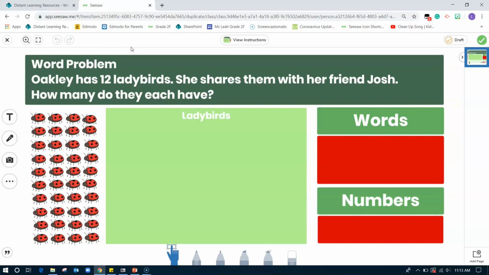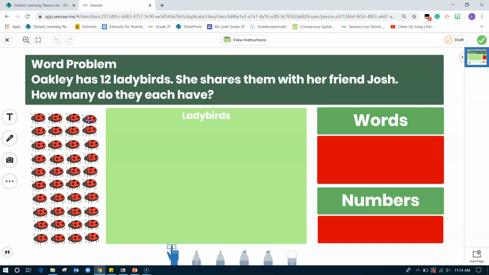The second thing we need to do is find out what fraction they are asking me to show. It says she shares them with her friend Josh. So that's Oakley and Josh. That's two groups. If I'm making two equal groups and I'm representing a fraction, I know that I'm representing a half. Then I need to find out the answer. How many will they each have? So I need to take 12 ladybirds, and remember, we're going to make arrays and we're going to share them equally.